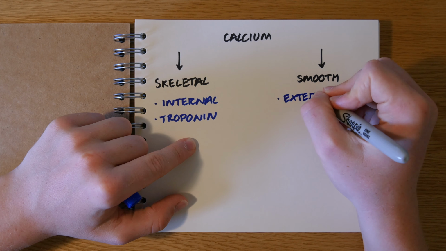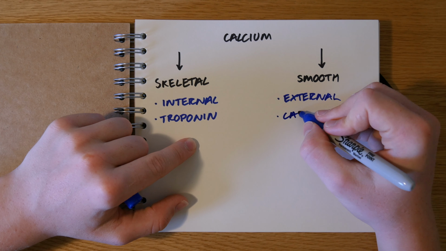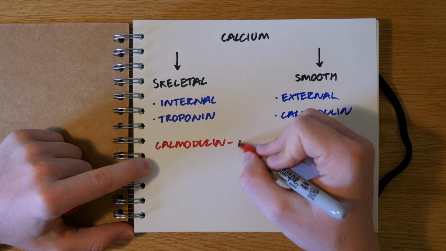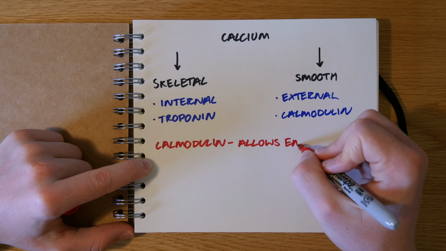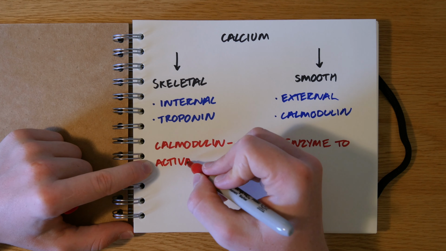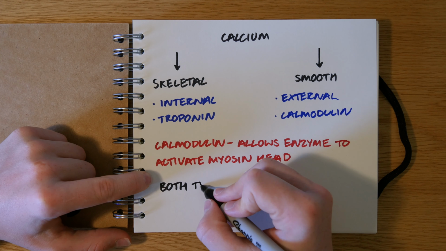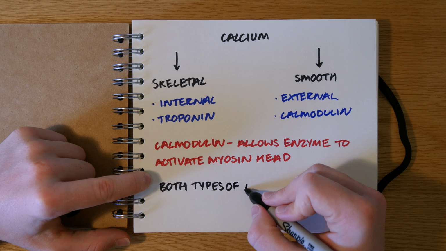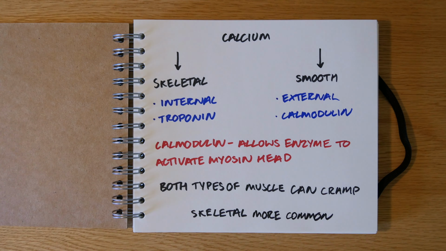Its calcium is from the extracellular fluid and is used to activate the messenger protein calmodulin, which allows myosin light chain kinase to phosphorylate the head of myosin, allowing it to perform cross-bridge cycling. You can get cramps in either skeletal or smooth muscle, though the latter is more uncommon. So, what exactly are the causes and risk factors for cramps?